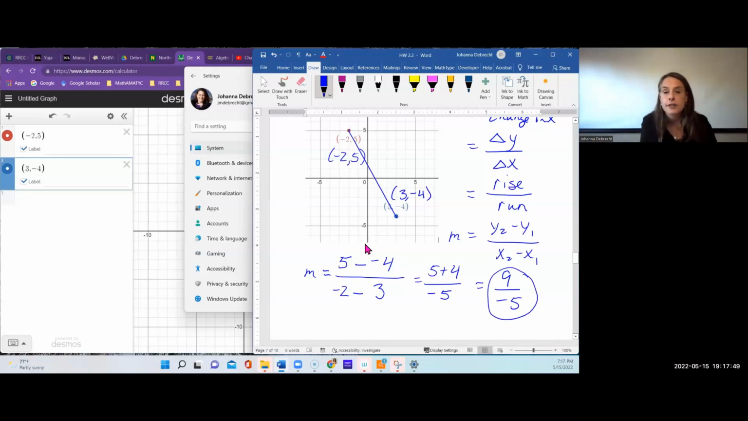This is a number that is larger than 1, which tells me it's relatively steep, and it's negative, which tells me it's downhill. That fits with what I'm seeing. It's steeper than a 45-degree angle line, and it's downhill. That's my slope.